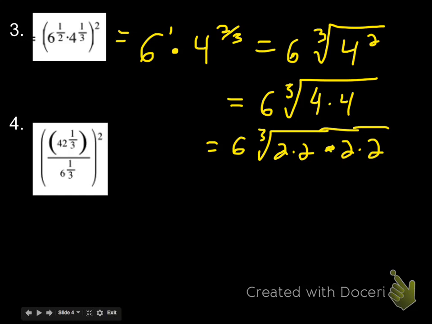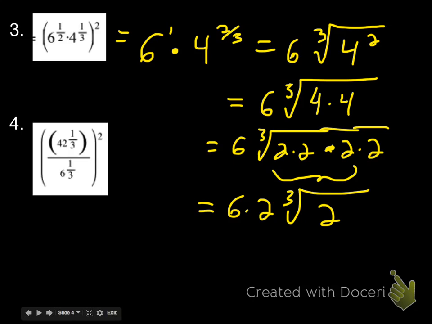Okay. Yeah, I've got a set of 3 2s right here, right? So I can take that out in front. So this is 6 times 2 times the cubed root of what's left over? 2. Just 1 2, right? I took out this set of 2s and put it right here. So I'm left with just 2. We can rewrite this as 12 times the cubed root of 2.